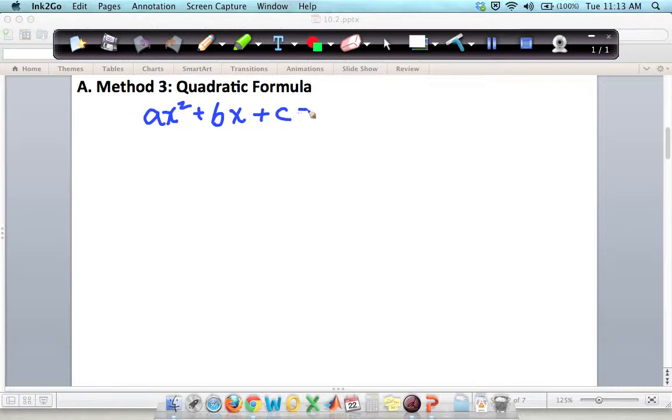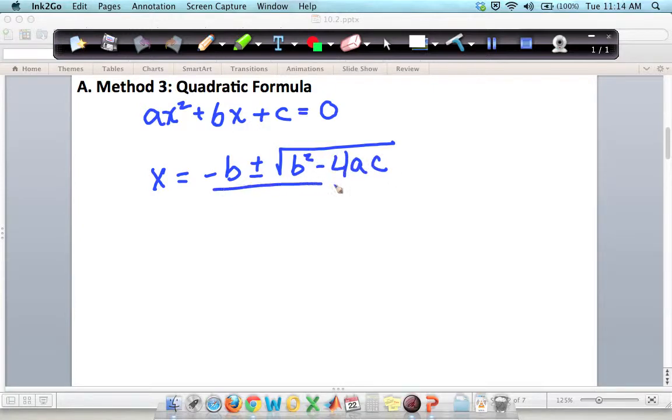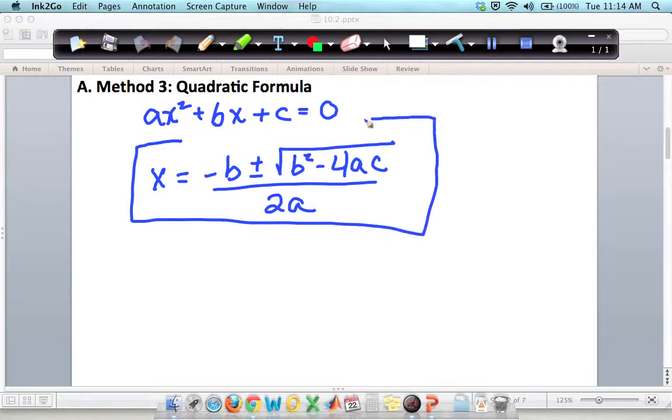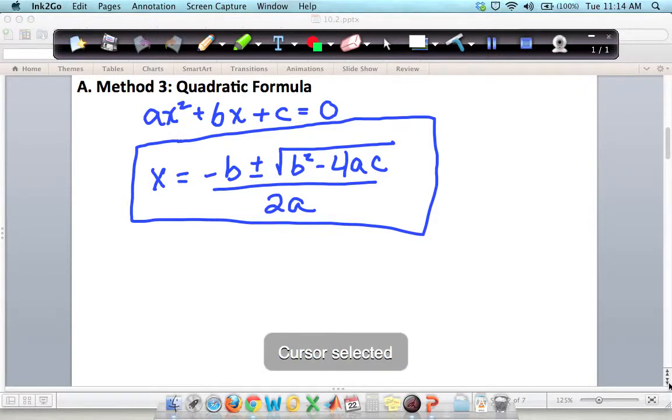c equals 0. If you use the method of completing the square and you solve for x, you get x equals negative b plus or minus the square root of b squared minus 4 times a times c all over 2 times a. So this is the quadratic formula. Notice your quadratic equation needs to be set equal to 0, and that your signs for a, b, and c are correct. So let's go ahead and practice using this formula to solve.